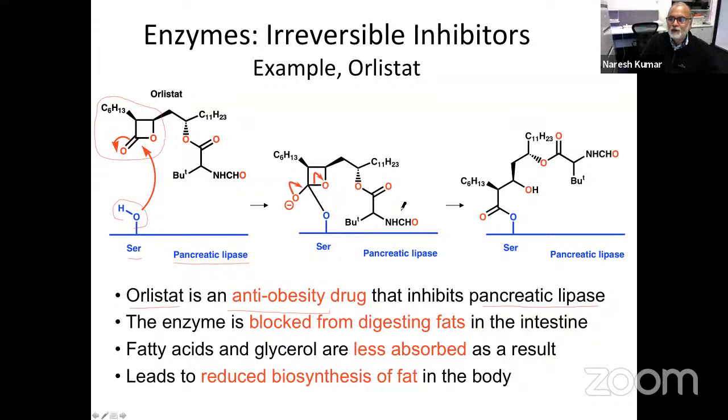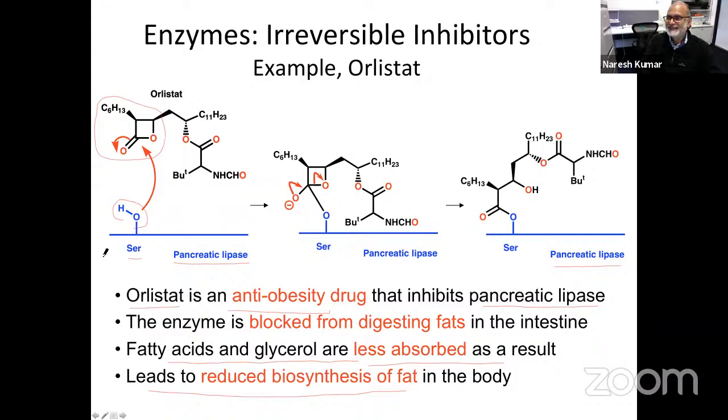And if the drug forms a covalent bond, it just stays there. And then the pancreatic lipase is unable to break down the fat we consume, and the fat is excreted and we don't get the calories from it and we don't put on weight. So that means all the fatty acids and the glycerol are less absorbed as a result, and that means we have reduced biosynthesis of fat in the body. So that's an anti-obesity drug, but it acts in a very similar way to penicillin, except this acts on our enzyme, not a bacterial enzyme. So this is the difference.